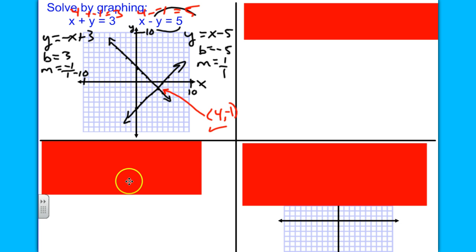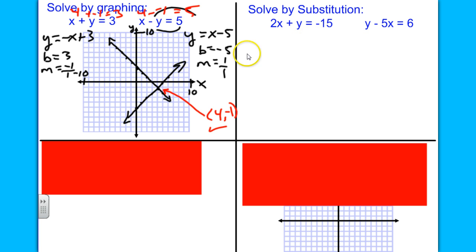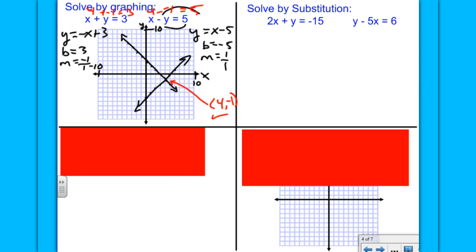Okay, so let's go try that with this system using substitution now. Pause, try it yourself, and come back in. Okay, so what would you like to isolate first? Tell me. In this here, Brandon. I would isolate y. Okay, so how would you do that?